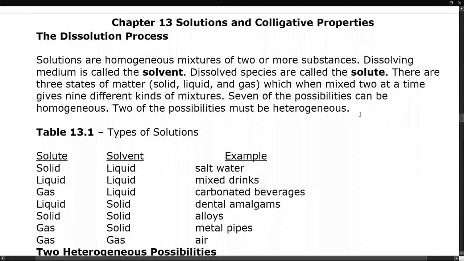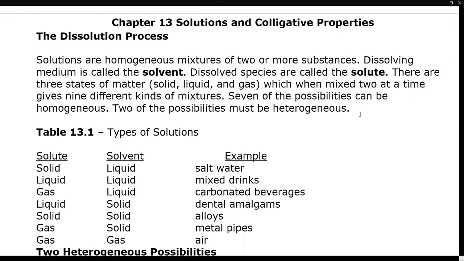Okay, let's talk about chapter 13, which is solutions and colligative properties. Solutions, if you recall, are homogeneous mixtures of two or more substances. The thing doing the dissolving is the solvent. What's being dissolved is called the solute. You may have more than one solute.